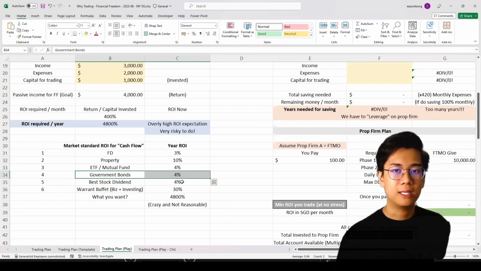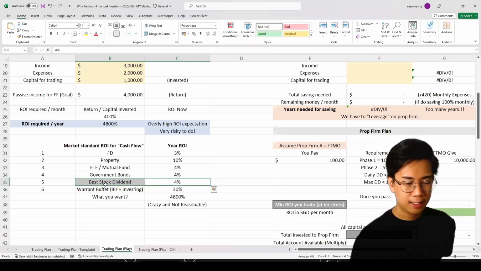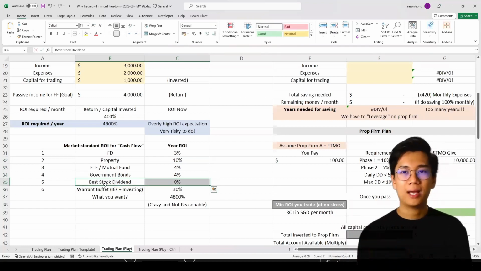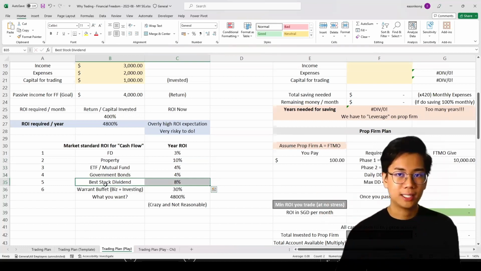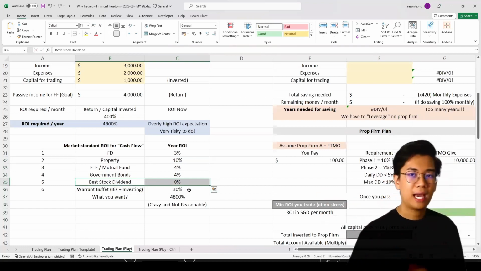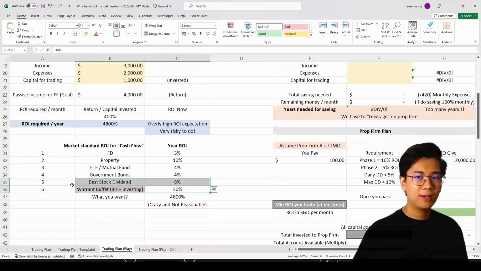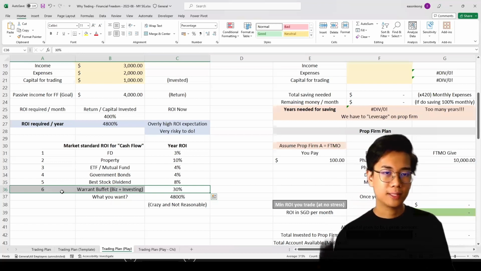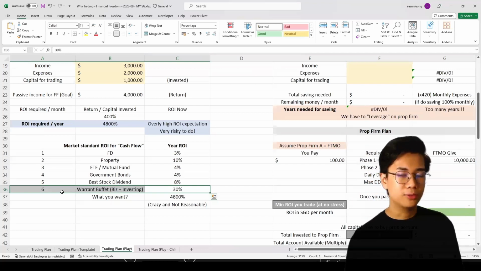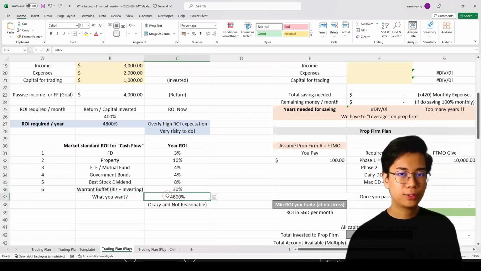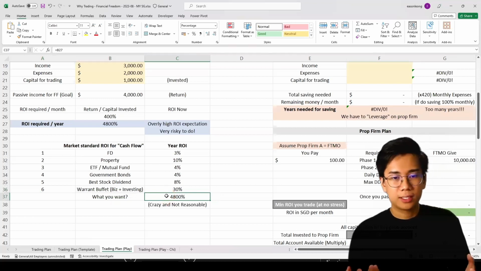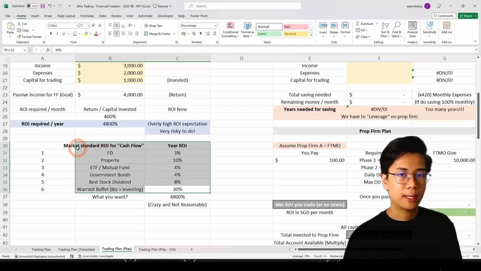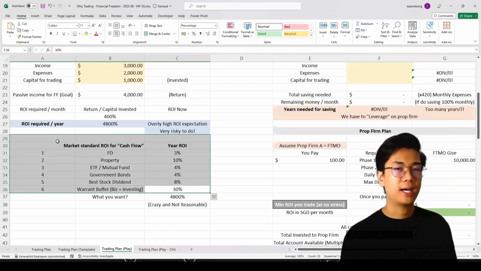If you invest into dividend stocks, it could be 4%, it could be 8%, it could be 12%, depending on which bank you invest in, which stock you invest in. But maximum, average 8%. You invest in Warren Buffett, every year he gives you a dividend of only 30%. But what you really want is 4,800%. Of course, impossible to achieve. And this is logical. This is what the market standards are for the ROI.